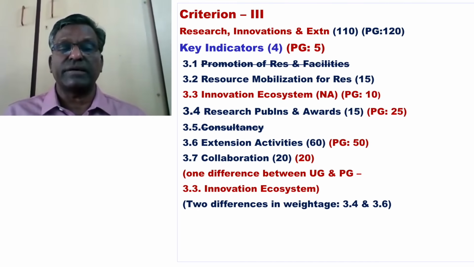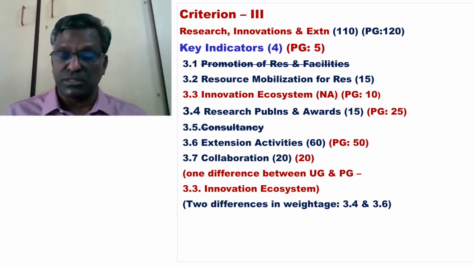In fact, there are 7 criteria, but 2 do not apply to affiliated and constituent colleges. So in effect, there are only 4 key indicators for UG colleges and 5 key indicators for PG colleges with reference to criterion 3. So 3.1, promotion of research and facilities. This applies only to universities and autonomous colleges and does not apply to affiliated and constituent colleges.